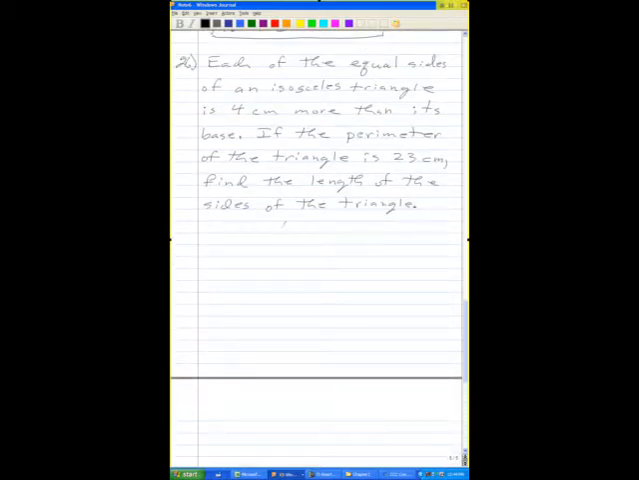Okay, so let's do this. So I have an isosceles triangle. Isosceles meaning that 2 of the sides are the same. So 2 of the sides have the same length. And everything's in terms of its base. So let's call its base x. So if each of these 2 equal sides of an isosceles triangle is 4 centimeters more than its base, which I called x.